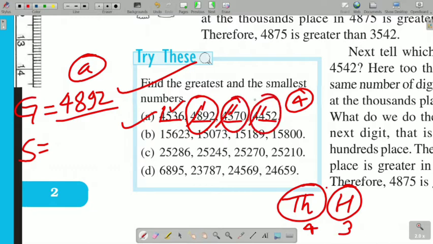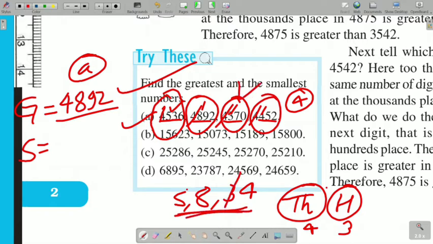here is 3 and here is 4. Okay, and here is also 5. So which is smallest in 100 place? Between 5, 8, 3 and 4. These are the 100 places of these numbers. So no doubt 3 is the smallest, and for that 4370 will be the smallest in these numbers.